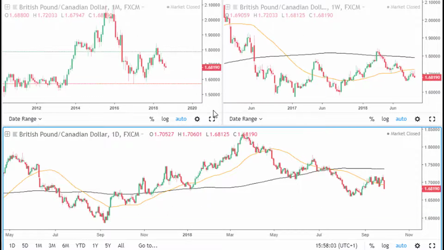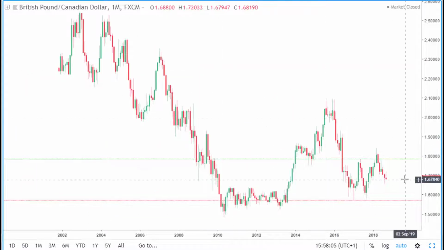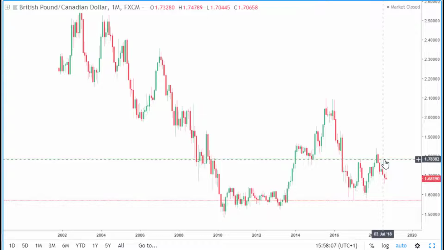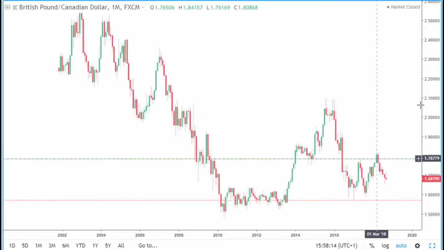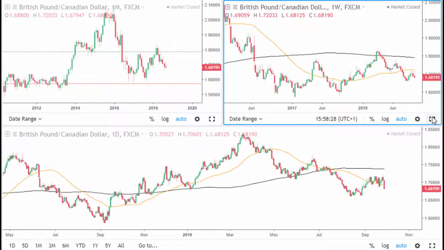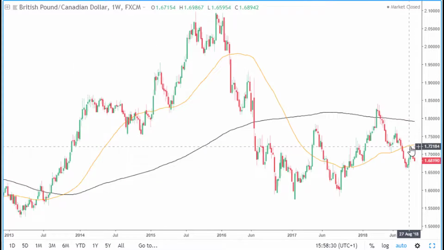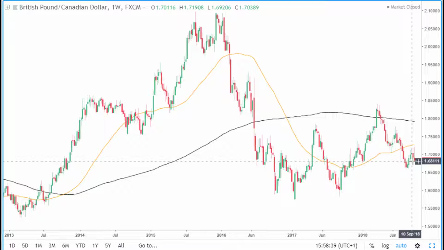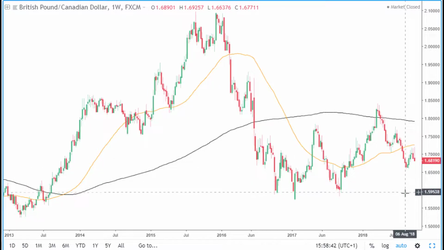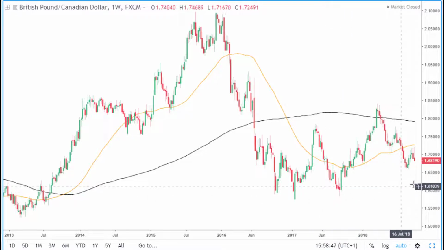Next up, we are looking at the pound Canadian dollar. Again, with this currency pair, price is between last year's high and low, but showing weakness at the moment after hitting this area of resistance. Looking at the weekly time frame, price is below the 50 simple moving average and also below the 200 simple moving average, so showing bearish bias. That's a good sign that we can see weakness to the downside. But again, there are these areas of support in the way of price.